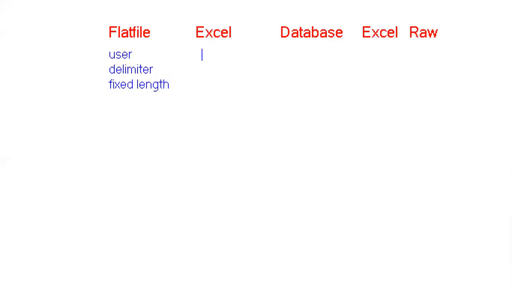An Excel file, we are not defining the structure. Who will do that? System defined. Here no delimiter, nothing. Database, system defined structure. Fixed one, Excel file already completed. Next one, raw file, similar to flat file, but data in binary format.